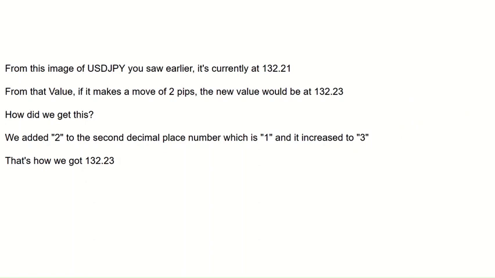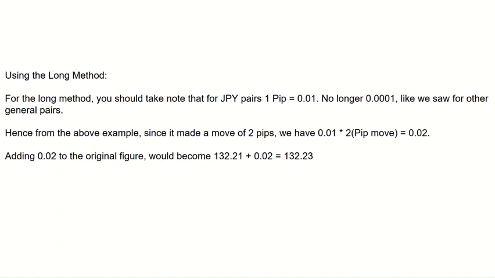The current market price is at 132.21. So it makes a movement of 2 pips. That 2 pips, we are going to add to the second decimal place digit, which is 1, then it becomes 132.23. I hope you get it now. So using the long but more appropriate method, it is not just long for any reason. It is long for a reason because it is the more appropriate method. You can use the short method, but you have to know the long method also.